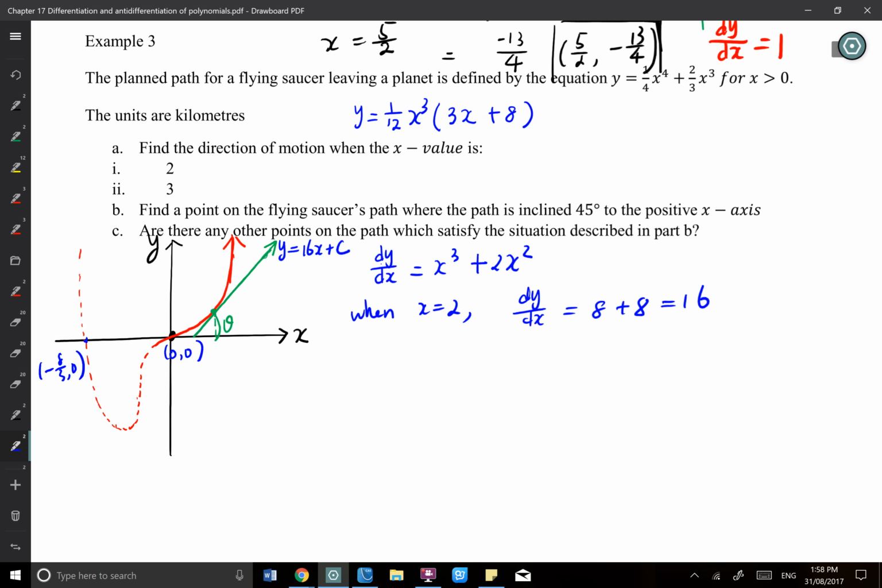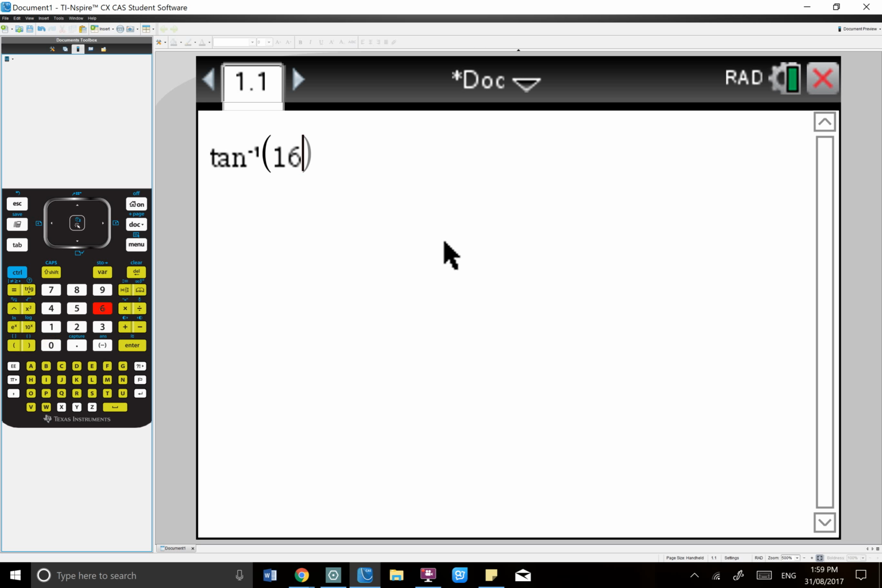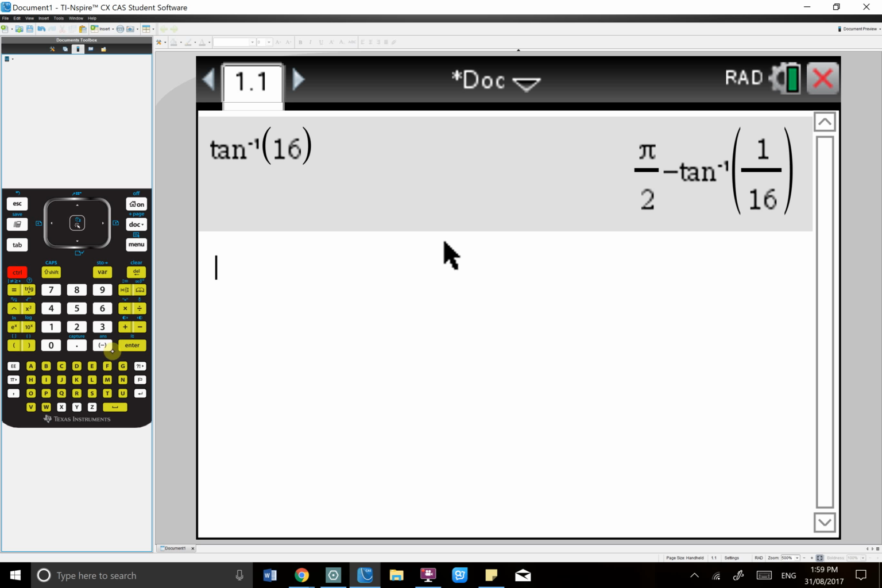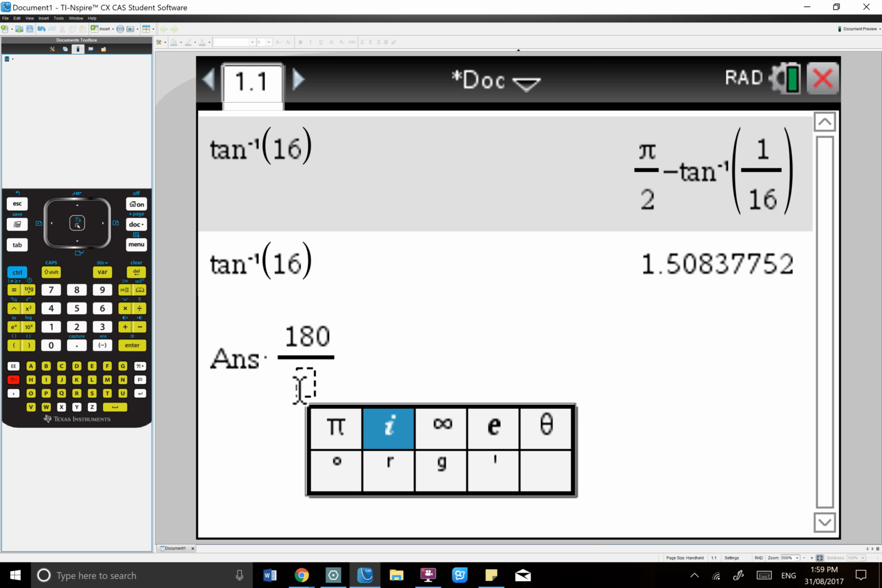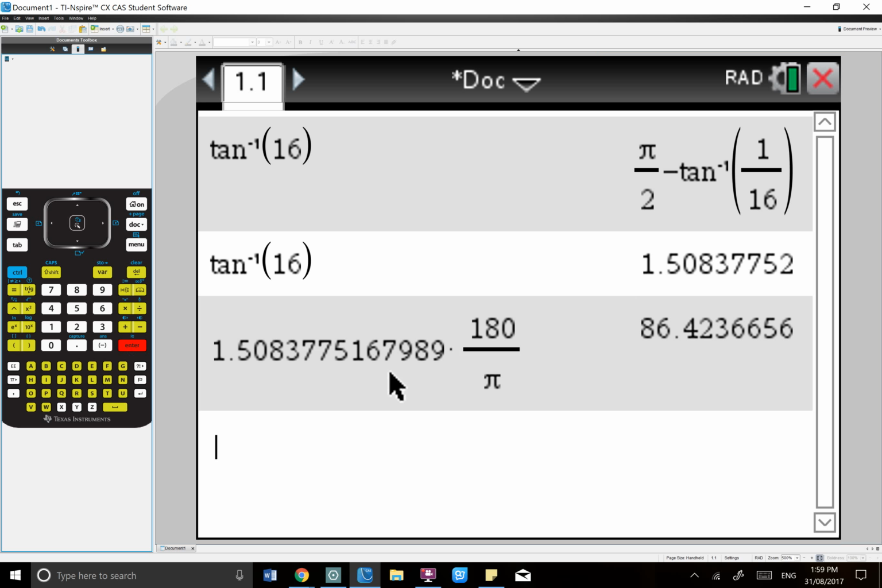So what is tan inverse of 16? My calculator is in radians, so I will multiply by 180 over pi to change radians to degrees. I have 86.4236656 degrees. Leave two decimals: 86.42.